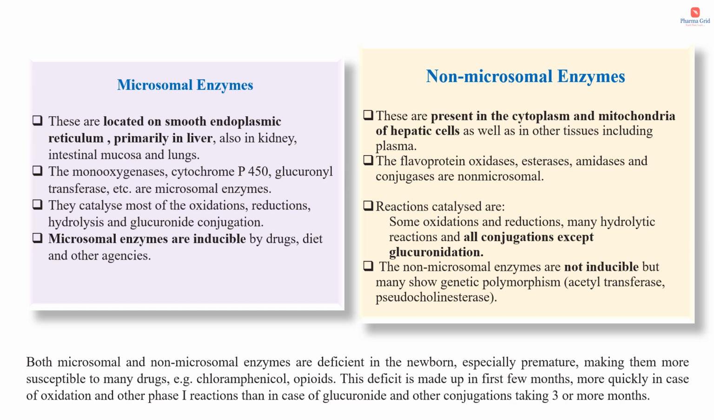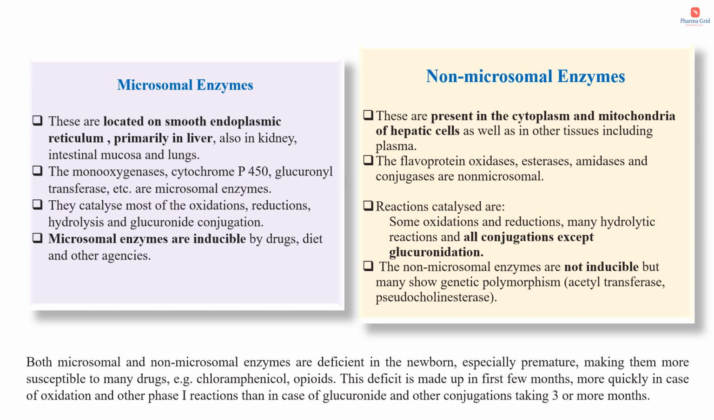So the first one is microsomal enzymes. These are located on smooth endoplasmic reticulum, primarily in the liver, also in kidney, intestinal mucosa and lungs. The monooxygenases, cytochrome P450, glucuronyl transferase, etc. are microsomal enzymes. They catalyze most of the oxidations, reductions, hydrolysis and glucuronide conjugation. Microsomal enzymes are inducible by drugs, diet and other agencies.